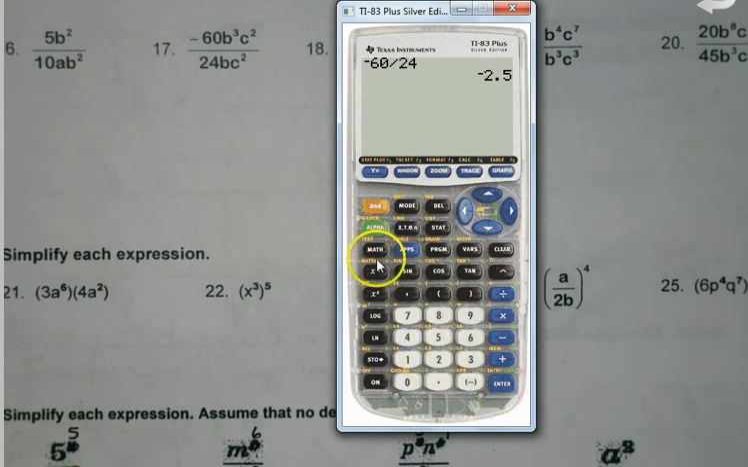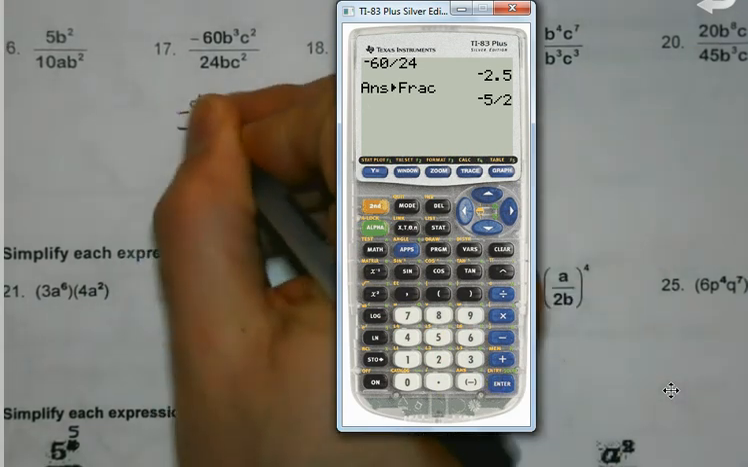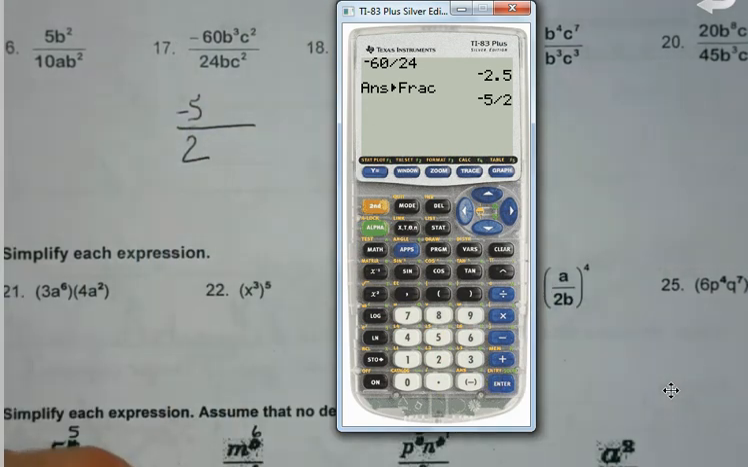Okay, I get a decimal. Don't want the decimals. Never want the decimals. So that tells me it's negative 5 and 2. Tells me with the fraction where those go.